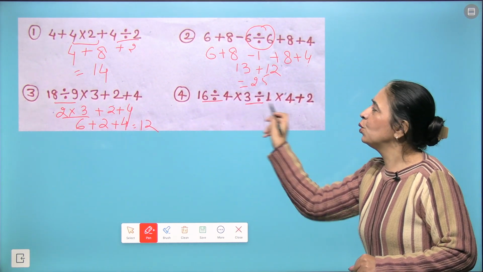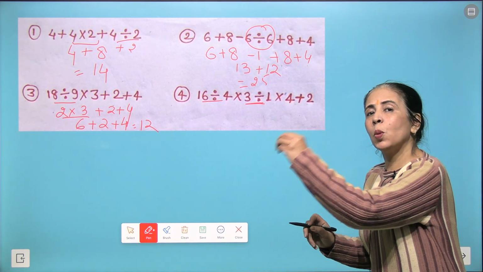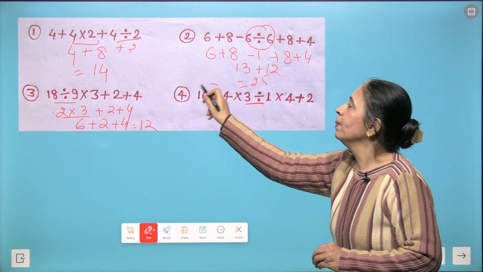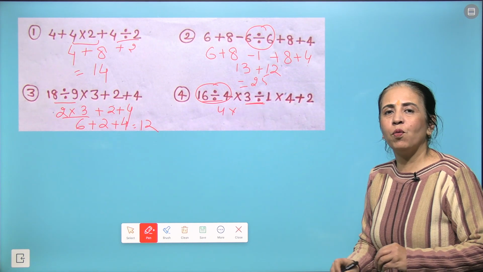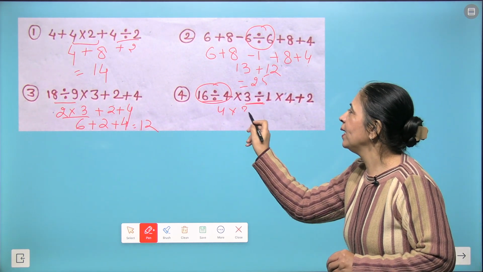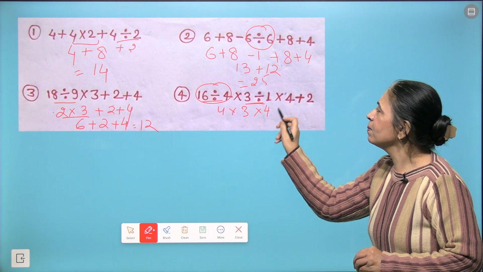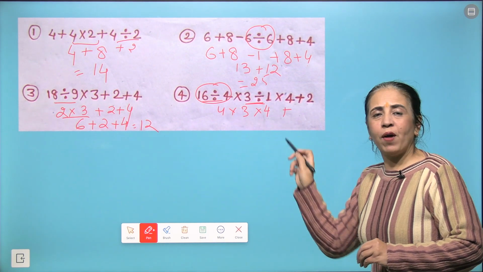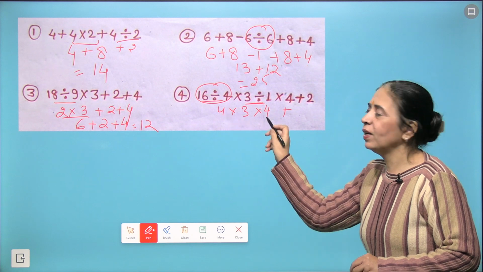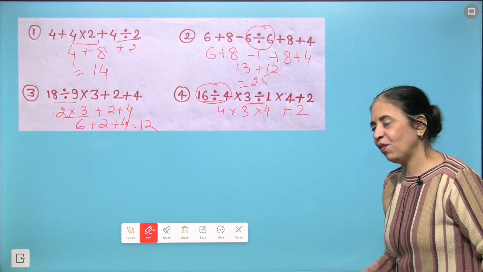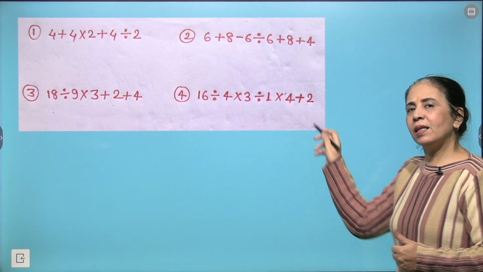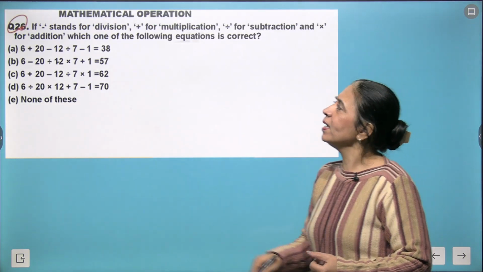Here we have 2 division operations, so we'll do them in one step. This will turn to 4, and 3 divided by 1 is 3. And then 4 is multiplied by it. After finding the product of these 3 numbers, we'll be adding 2 to it and we'll get the answer. So I think you are getting confident.